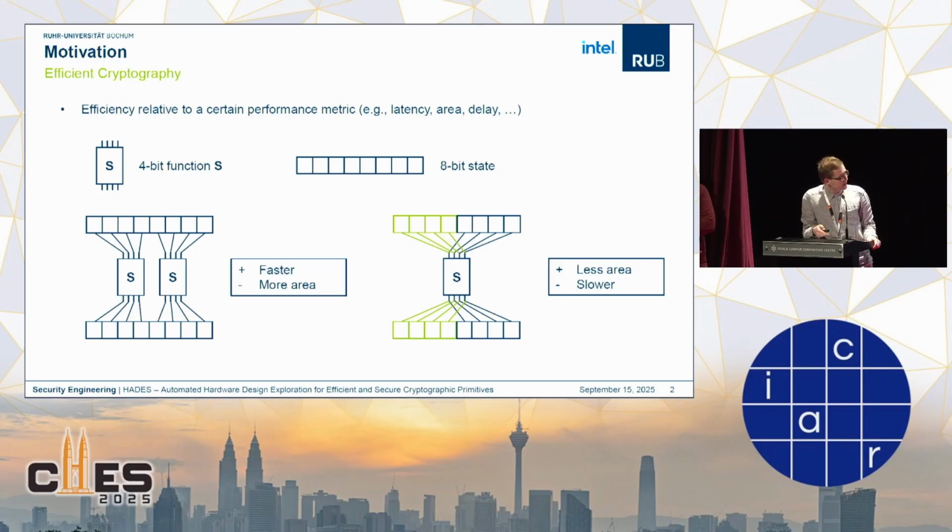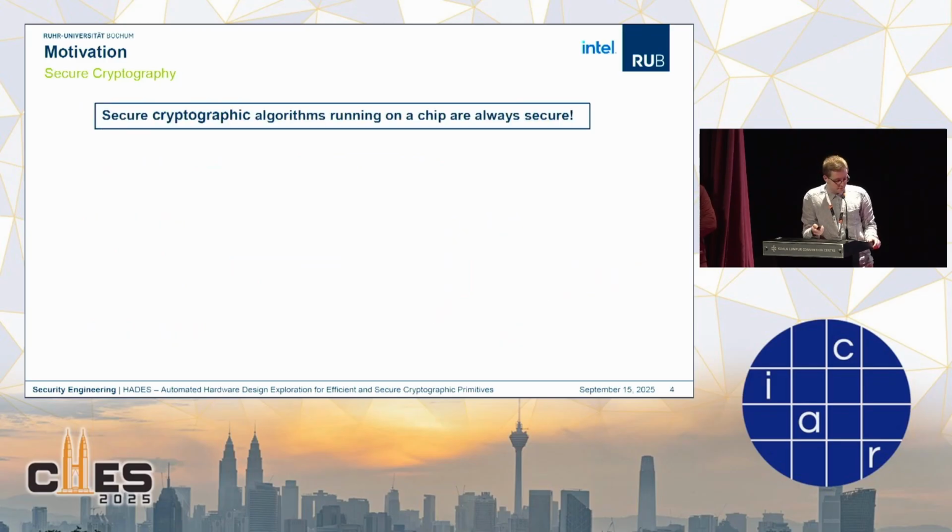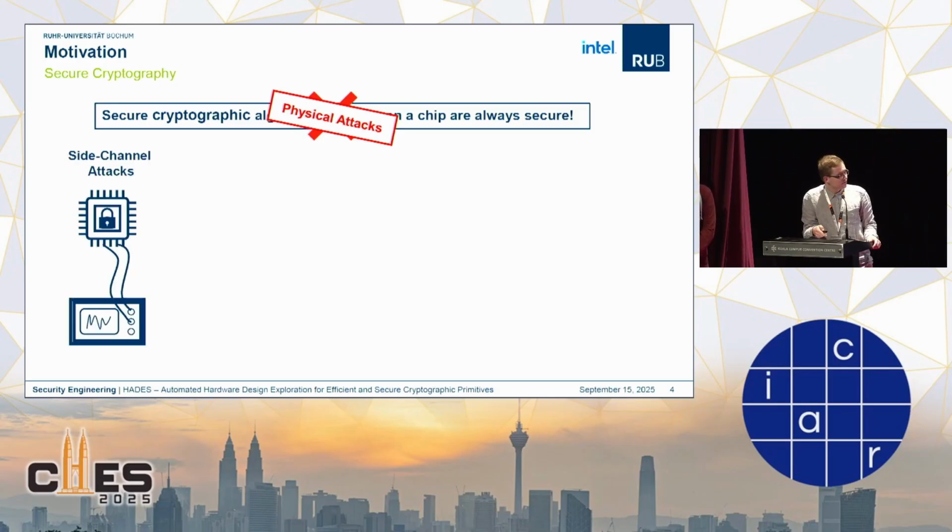And the second part I want to talk about is the secure cryptography. So one might think that a secure cryptographic algorithm that we are running on a chip or something like this is always secure. But of course, here at CHES, we know that this is not true because of physical attacks. And what I want to talk mostly about is side-channel attacks, where an attacker monitors the physical characteristics of a chip during execution, and for example, through the power consumption, can learn secrets like the secret key that you usually shouldn't be able to learn.